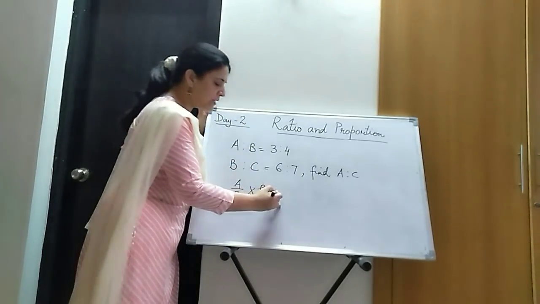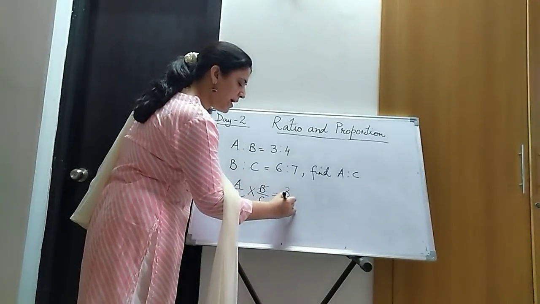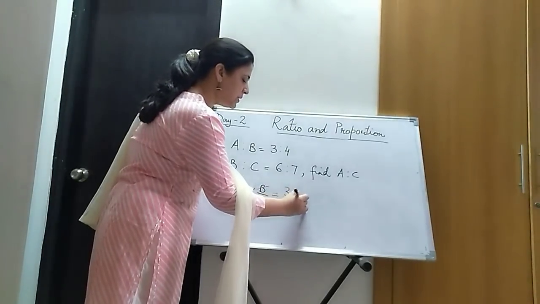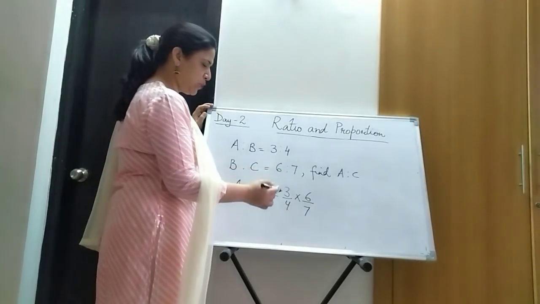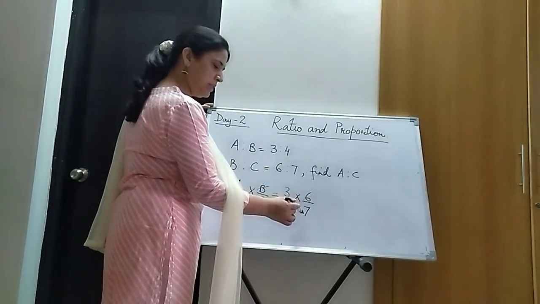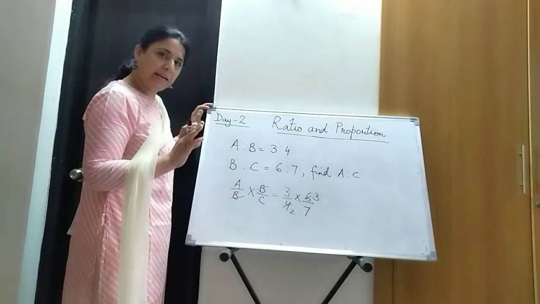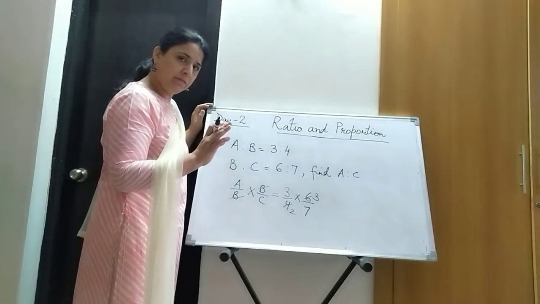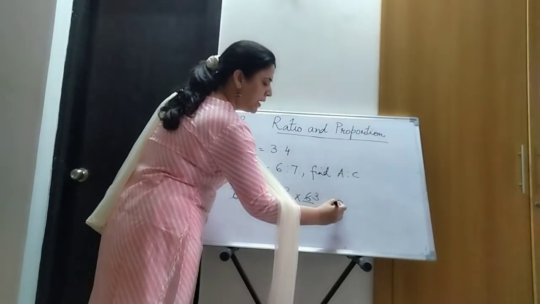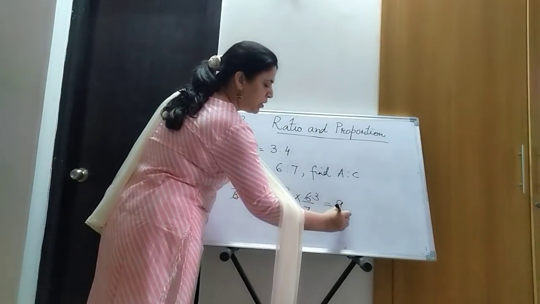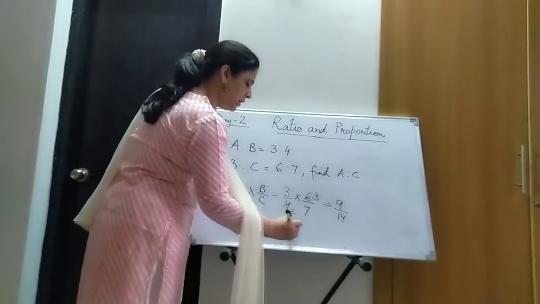So let us do this. A upon B is how much? 3 upon 4. We are writing it as a fraction. And B upon C is 6 upon 7. Now try to cancel this in the simplest form. A upon B and B upon C: we have 2 2s are 4, 2 3s are 6. Anything else that cancels? No. So we'll just multiply the fractions. 3 3s are 9 and 2 into 7 is 14. So we get A ratio C is 9 is to 14.